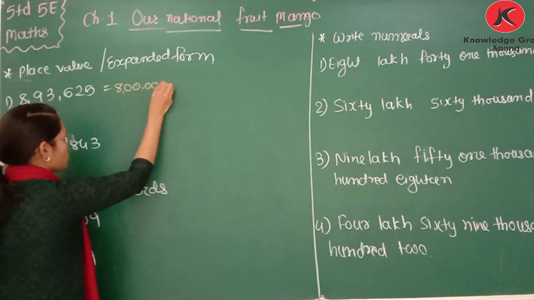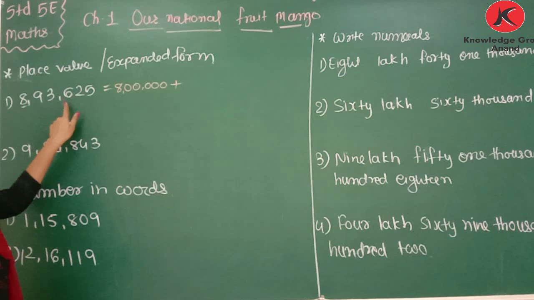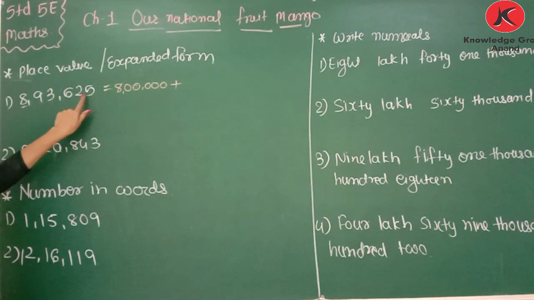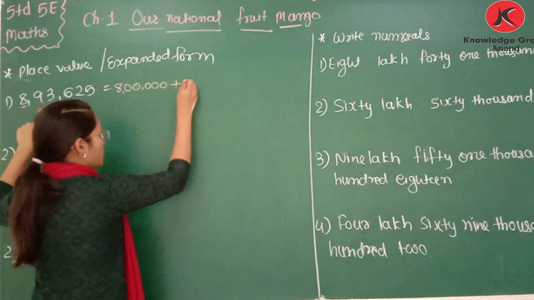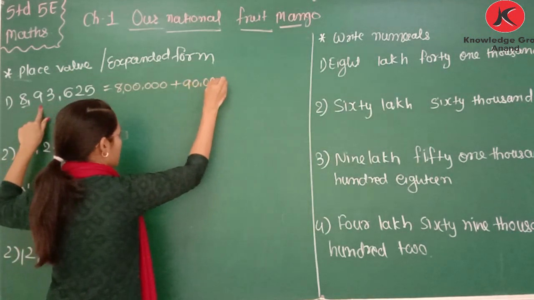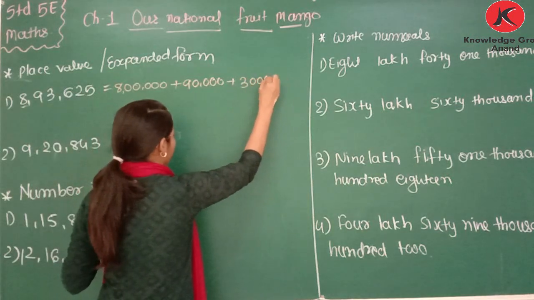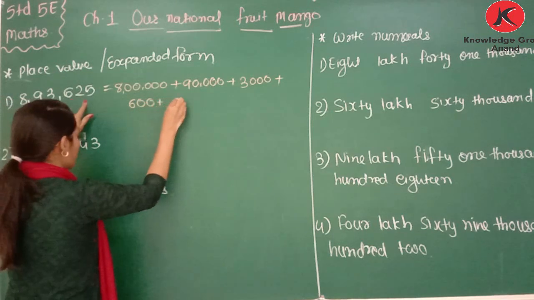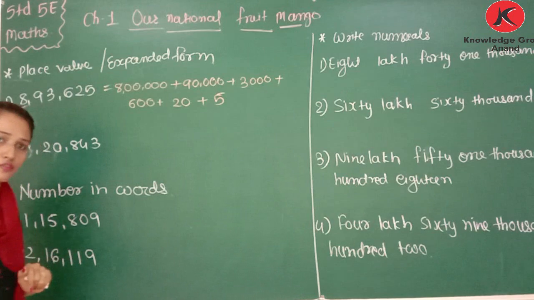Place value of 8 is what? 8 lakh. In the exam they may also ask you to write the place value of 6, so 6 is at which place? Ones, tens and 100. So the place value of 6 will be 600. Clear? So 9 is at the 10,000 place, so it is 90,000. 3 is at the 1,000 place, so 3,000. 6 is at the 100 place, so 600. 2 is at the tens place, so 20, and 5 is at the ones place, so it is 5.